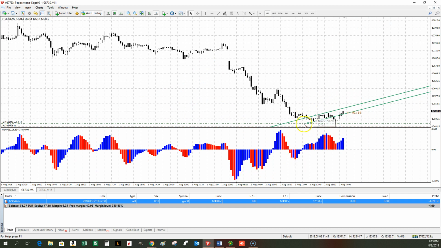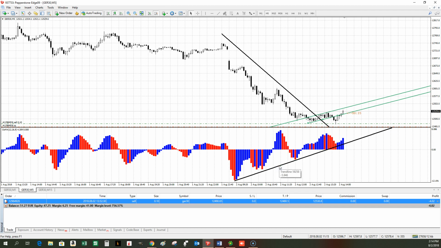It's going up because we have a positive divergence here. On the 5-minute chart, we have a positive divergence. So the asset is going up. You see? Here, it's in the opposite direction. We have waves going up, and right now we have a technical rebound on the DAX. That's why it's going up.